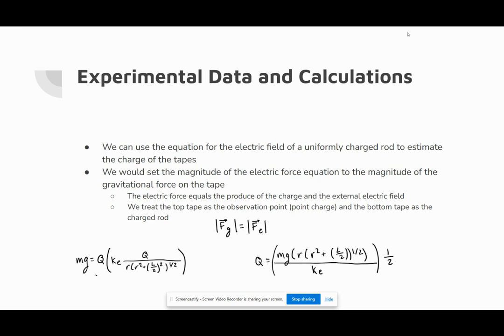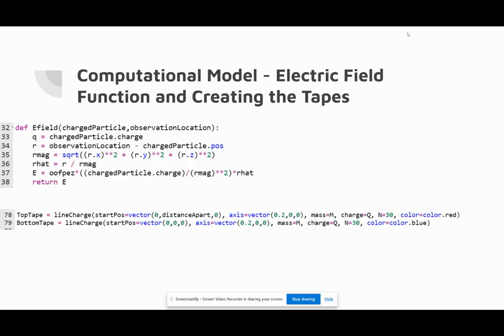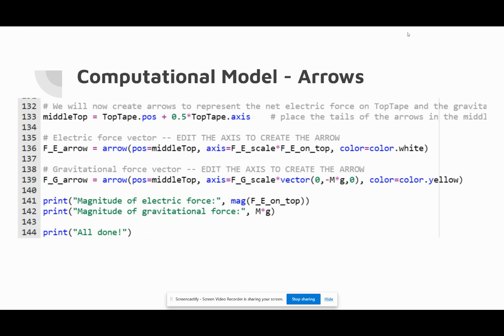For our experimental data and calculations, we can use the equation for the electric field of a uniformly charged rod to estimate the charge of the tapes. We would set the magnitude of the electric force equation equal to the magnitude of the gravitational force on the tape. So for our computational model, first we establish our constants, so things like the mass, the net charge, and then our constants of 9.81 and K, which is 9 e to the ninth. And then we established our electric field function and created the tapes, so the top tape and the bottom tape, using the line charges. Then we added up the individual electric forces to find the electric force. And then we utilized the model to create arrows for visualization.